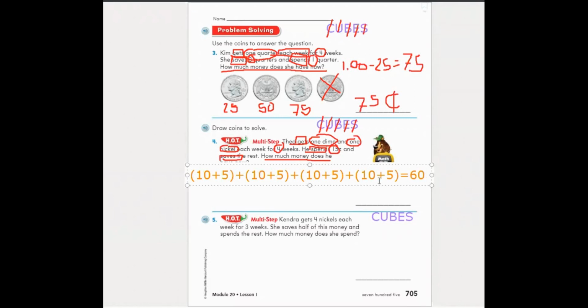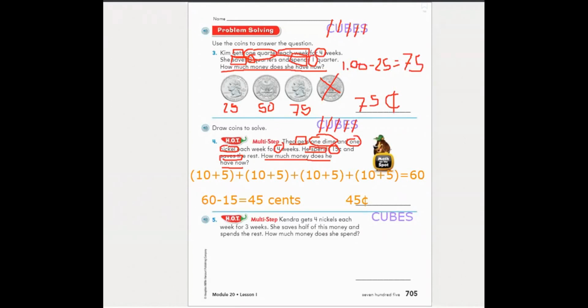And then this is the money he got in the 4 weeks. And he spent 15 cents. So he got 60 cents, but he spent 15 cents. So now he has 60 minus 10 is 50, minus 5 is 45 cents. Then the answer is 45 cents.